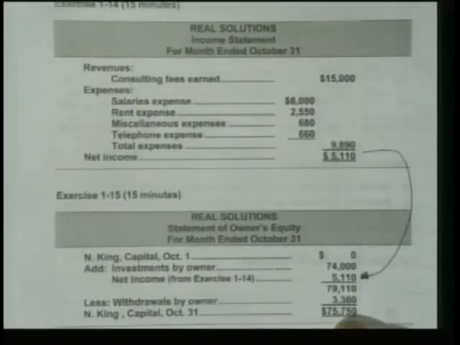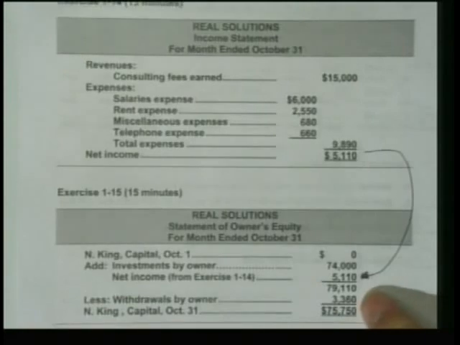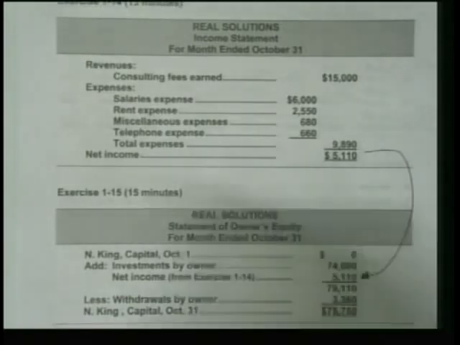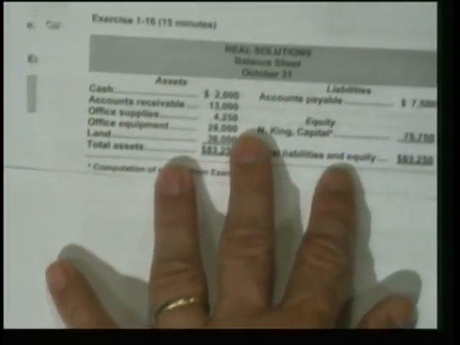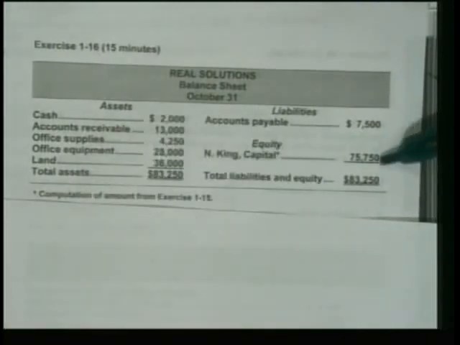Then what's the next one we prepare? The balance sheet. And what's the ending balance of capital? It's $75,750. The ending balance is $75,750 right here at the bottom, and that's going to flow over to your balance sheet. There it is right there. Take a look at that. I'll let you check your numbers there real quick, then I'll have some comments about it.